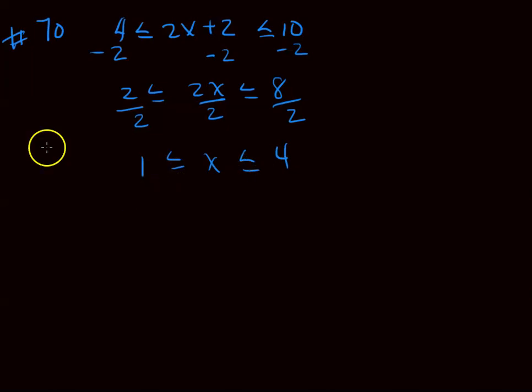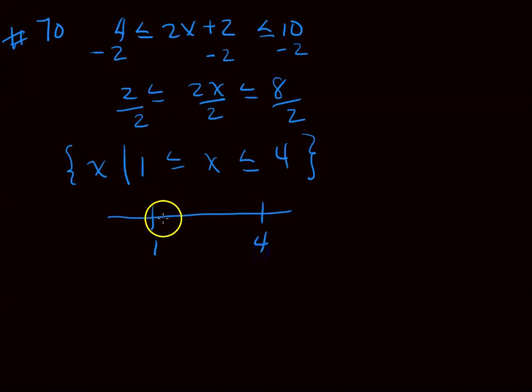So now I've got this in set builder notation, the set of all x such that, in interval notation, it's, well, let's graph it. Here's 1 and here's 4. You want or equal to and or equal to, and x is between. So square bracket 1 comma 4 square bracket. So solve it and write it all three ways. Graph it, set builder notation, interval notation. Let's do one more at least. Number 88.